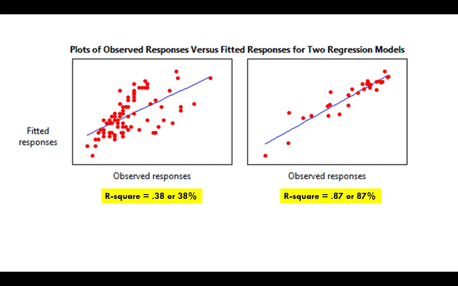Now, if we look at the first picture on the left, we see we have a pretty good amount of residual, right? Both positive and negative. Well, we have an R-square in this model of 0.38.